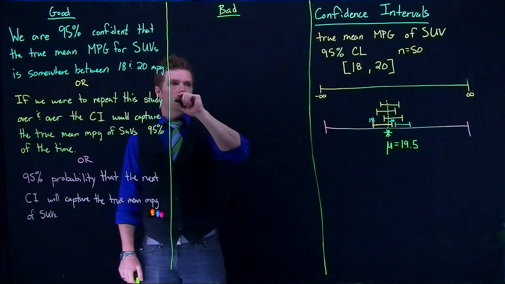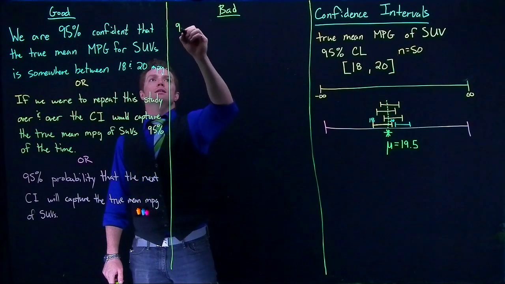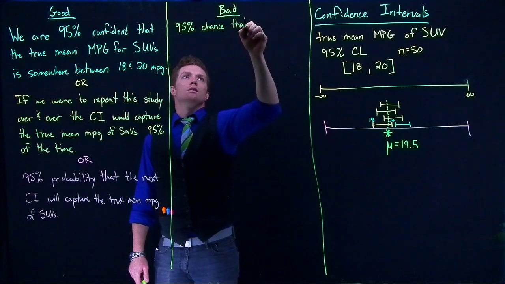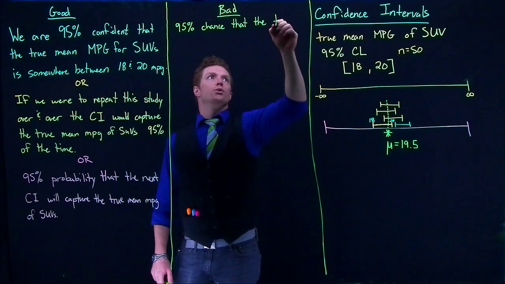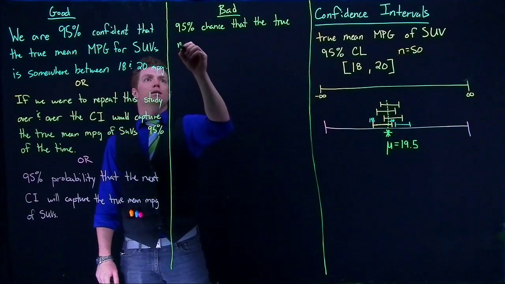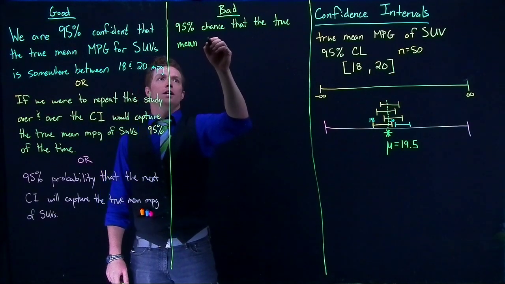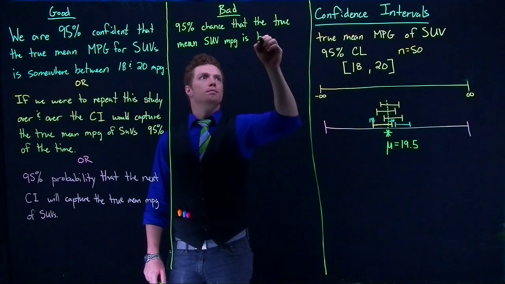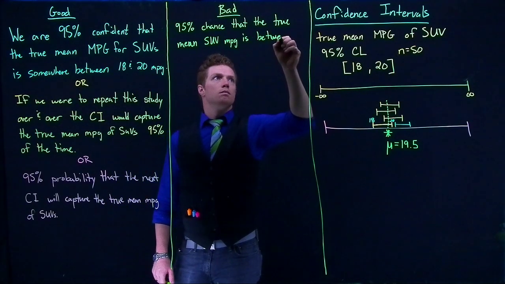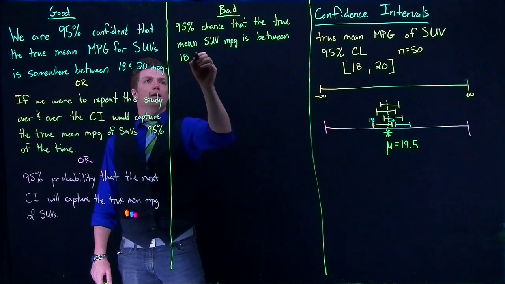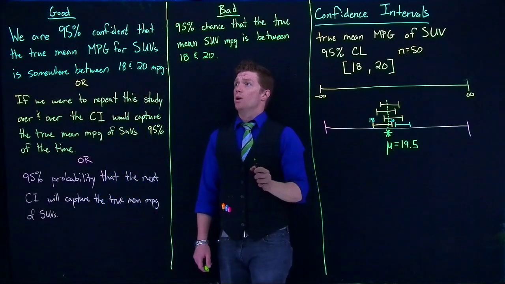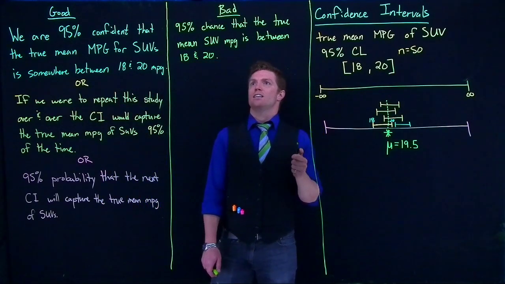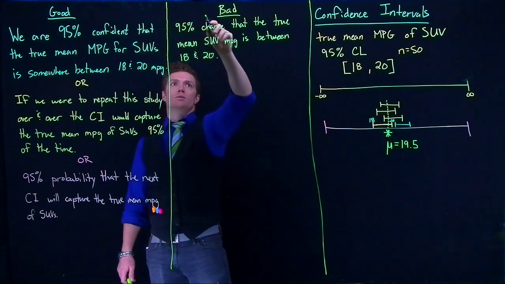Here's a bad one. Let's start off with: 95% chance that the true population mean SUV MPG is between 18 and 20. I wanted to do this one first because it is very similar to this blue one. The only thing really different here is that instead of using the word confident, we use the word chance.